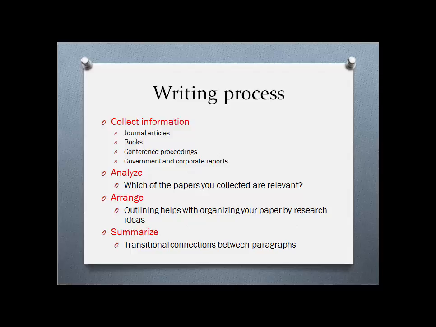And then you have to analyze all of your papers that you just collected. So which of those are actually relevant to your topic? And then you want to arrange those papers, and you can write an outline of your literature review, and then arrange your papers by the different research ideas for each of the paragraphs that you'll have in your review. Summarize and use transitional connections between paragraphs so that it flows really nicely and you know where you're going with that review.